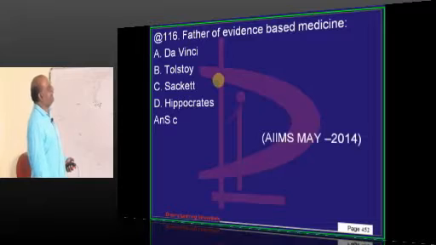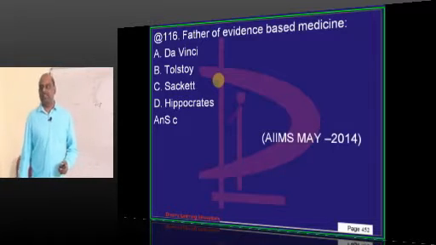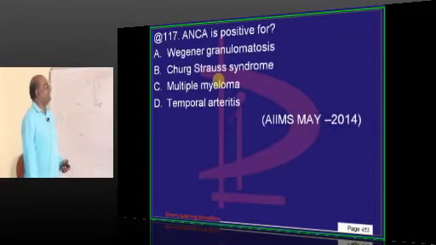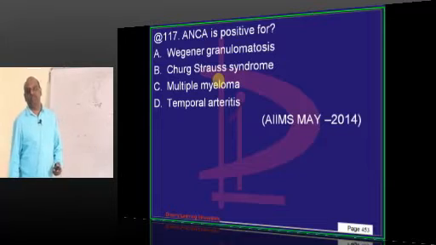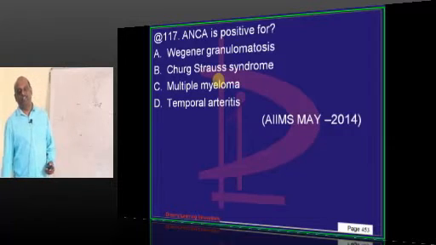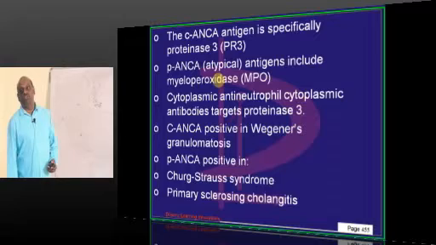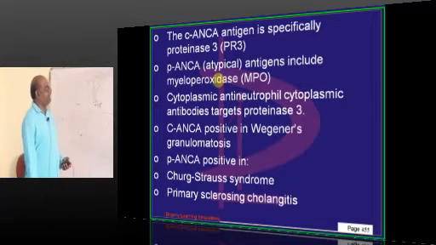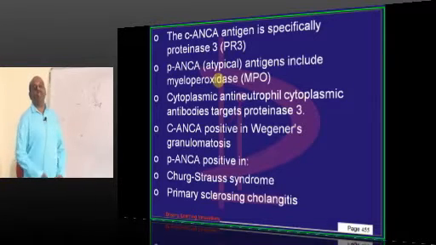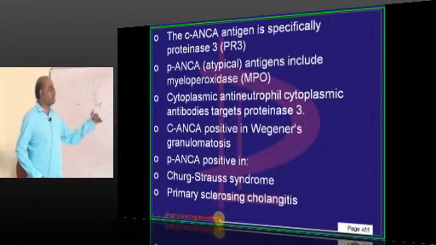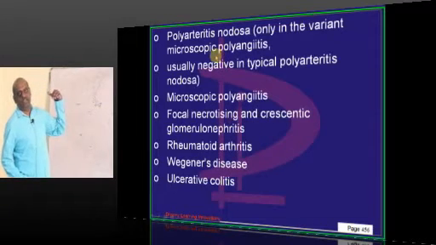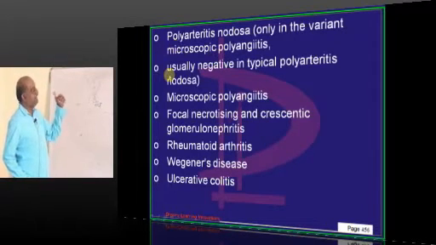Okay, who is the father of evidence-based medicine? Sackett. Then where is ANCA positive? Biscuit question. Wegener's granulomatosis. So you are having C-ANCA, P-ANCA. P-ANCA is found in Churg-Strauss, primary sclerosing cholangitis, then polyarteritis nodosa, etc., etc.